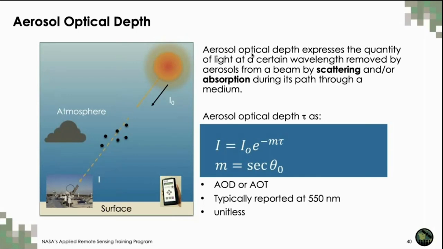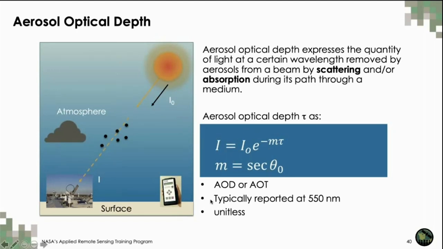Here is a technical definition of aerosol optical depth. It expresses the quantity of light at a certain wavelength, so it is always defined at a certain wavelength, removed by aerosols from the beam by scattering and absorption during its path through a medium. So basically, as light penetrates from the upper atmosphere to the lower atmosphere, all these aerosol particles present in the atmosphere interact with that light, and some of that light is actually lost to space, either by absorption or by scattering. And how much light is lost or taken out by these particles is defined by a quantity called aerosol optical depth. This is a mathematical term here.